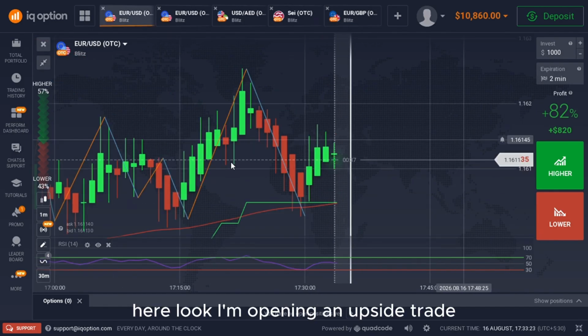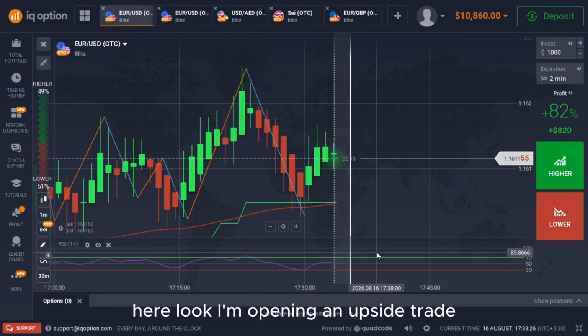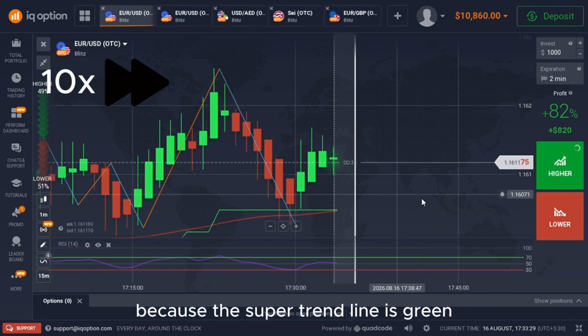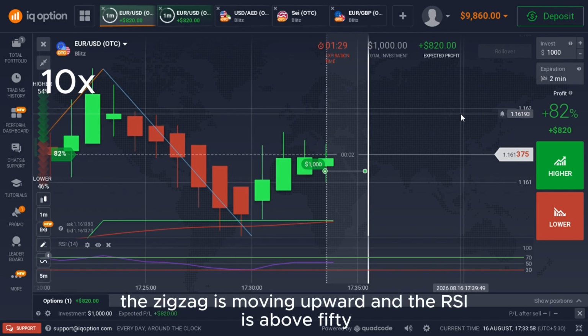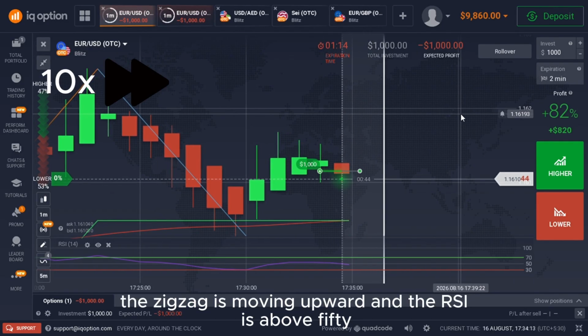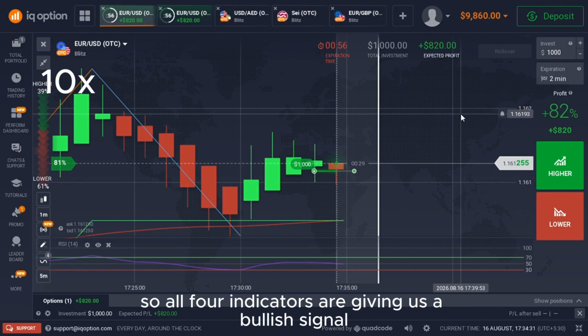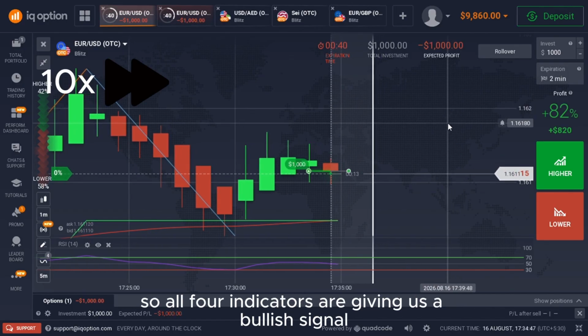All right. Here, look, I'm opening an upside trade because the super trend line is green, the candles are above the red 100 EMA, the zigzag is moving upward, and the RSI is above 50. So all 4 indicators are giving us a bullish signal.